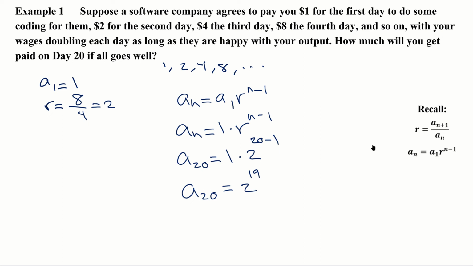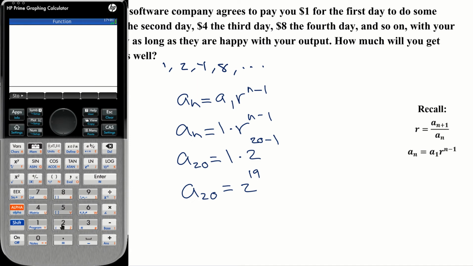As you can see, geometric progression can be a very rapid type of progression, not similar to the linear kind of progression we saw with arithmetic sequences. So let's go ahead and see what that would amount to. So 2 to the power of 19. That's how much you would get paid on day 20 if this pattern continued, right?